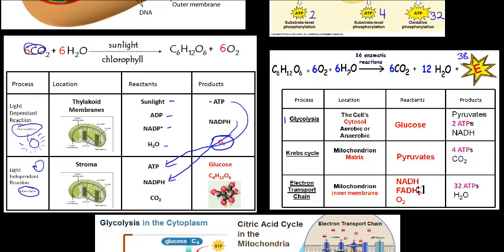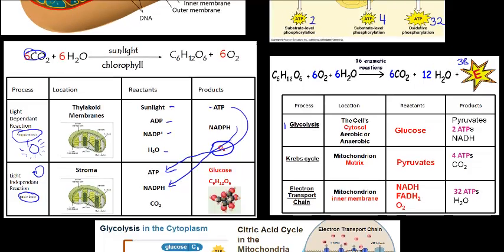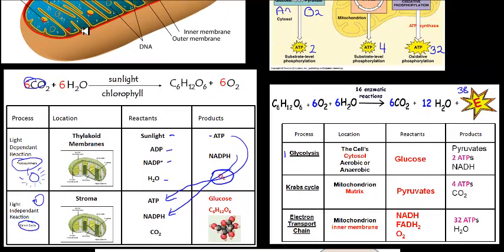And then we can actually take the electron information from the NADH and the FADH2, and we can move those things into the inner membrane, moving them right here, and through a process of protein pumps, we pump them in and out of this membrane, and we produce a boatload, up to 32 ATPs in a very efficient system.